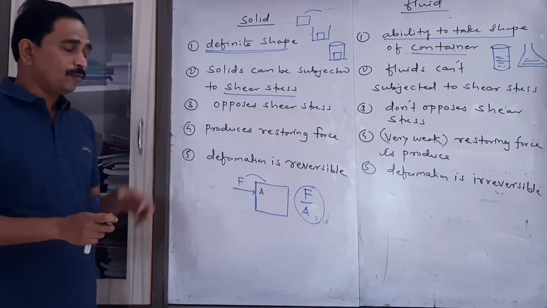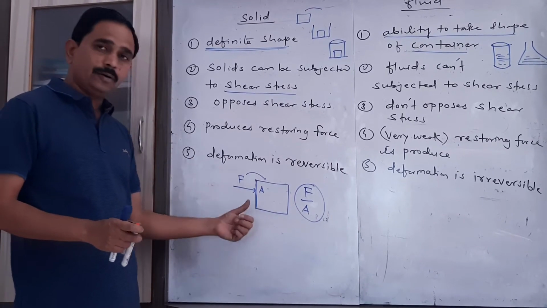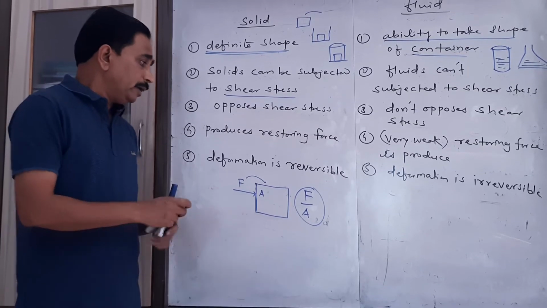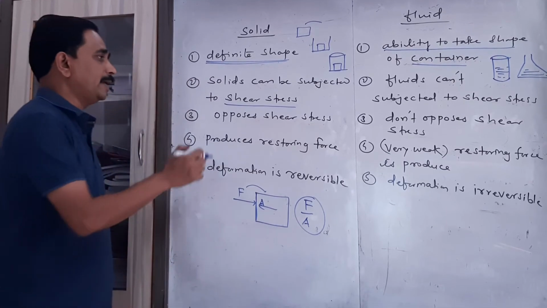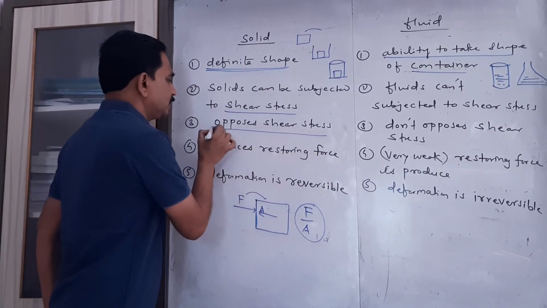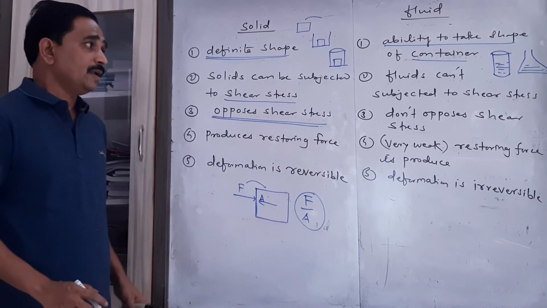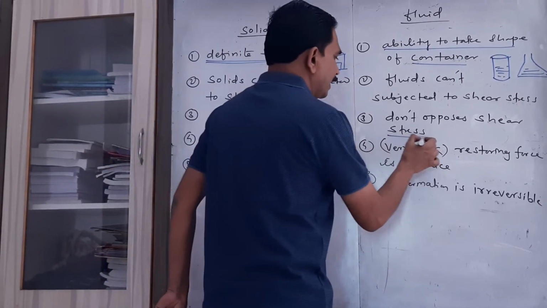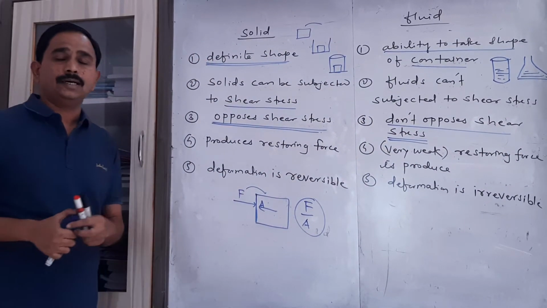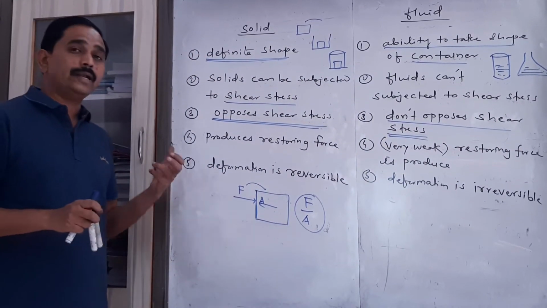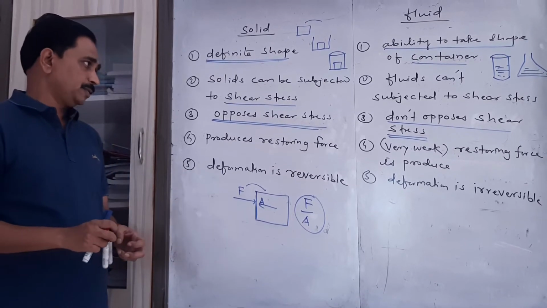Third point, whatever force is applied externally on a particular area of the solid, that force is opposed internally. So that's why I write here that shear stress is opposed by solid substances. But liquid and gases, that is the fluids combinedly, don't oppose the shear stress. They are not able to produce a strong internal force.